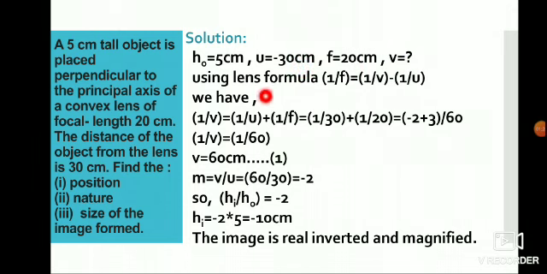We have lens formula, 1 by f is equal to 1 by v minus 1 by u. You need to calculate v, right? So let me shift 1 by u to this side. So 1 by v is equal to 1 by u plus 1 by f. Substitute the value. So when you substitute the value, what do you get?